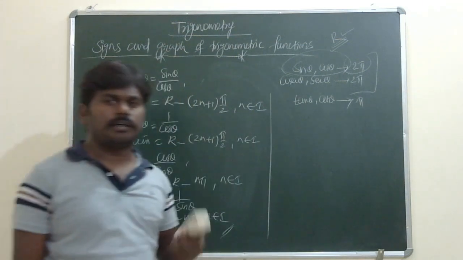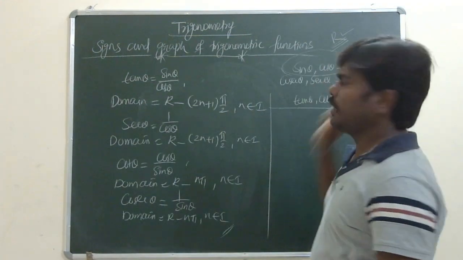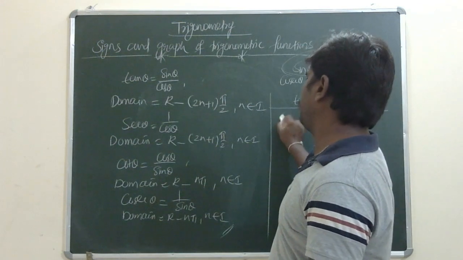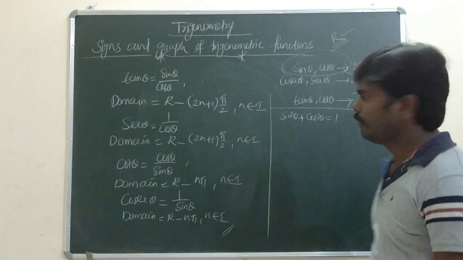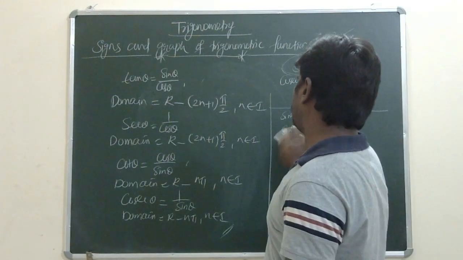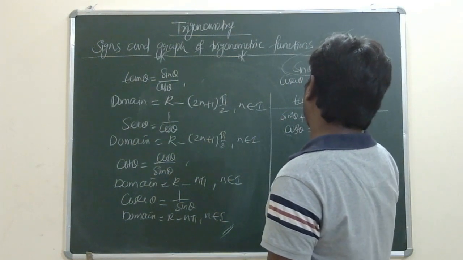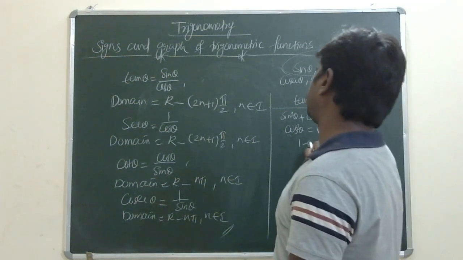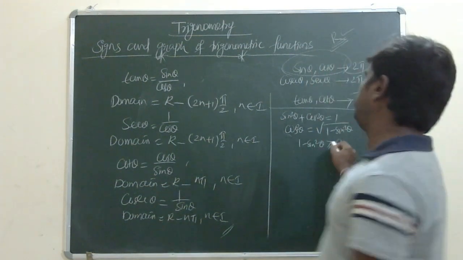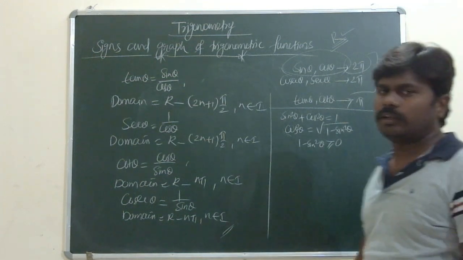Now we will see the range. The range of sine and cos. We know sin square theta plus cos square theta is equal to 1, from the first identity. Here we can write cos theta is equal to square root of 1 minus sin square theta. The value of 1 minus sin square theta should be greater than or equal to 0 because it is under the square root. If it is less than 0, then it is not defined.